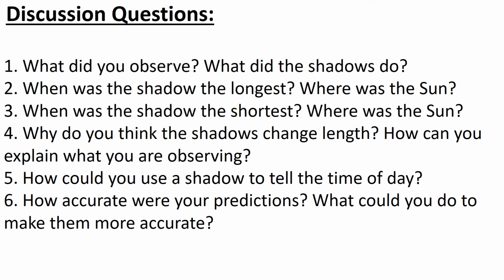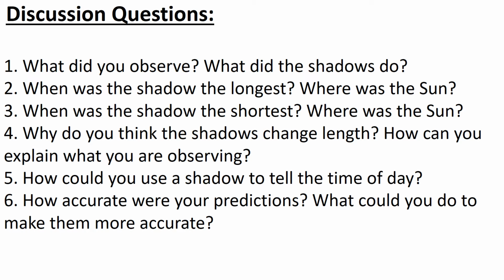How could you use a shadow to tell the time of the day? With the help of the shadow, we measure its length and tell what the time is. If the shadow is on your right side, it means it's daytime. If the shadow is on your left side, it means it's night time. And if the shadow is longer, it means the time is the start of the day or the end of the day, right?